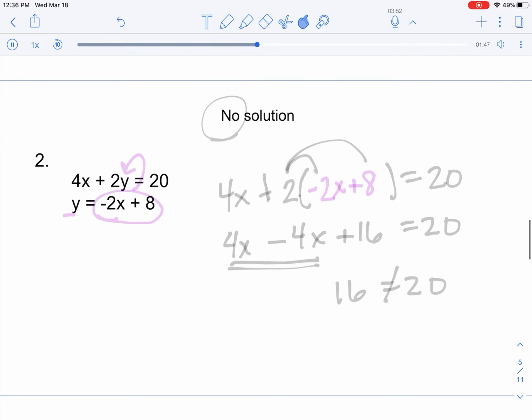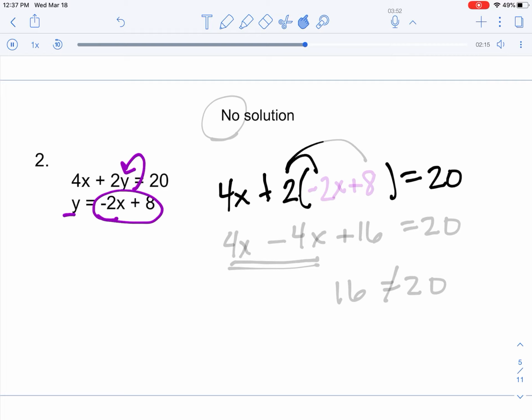What about number 2? Let's try this one with substitution. So I see this y is all alone by itself, so I'm going to substitute everything here into the y. I'll rewrite it. 4x plus 2 equals 20. So when I solve this algebraically, I use distribution and substitution, and I get 4x minus 4x, which is the same as 0, so 16 equals 20. But again, that is never true, and so there are no solutions.